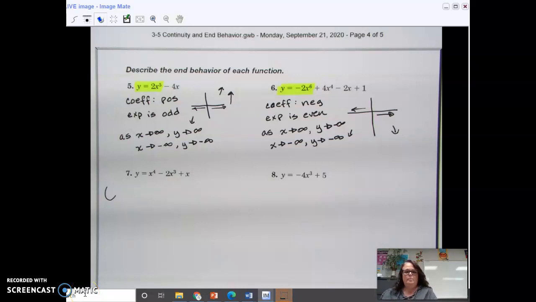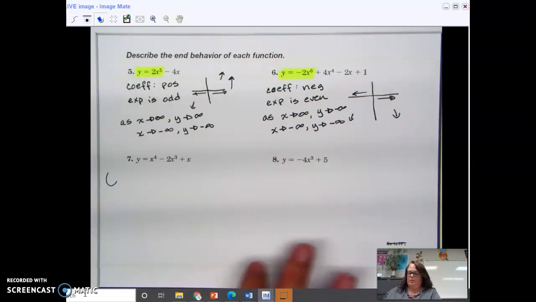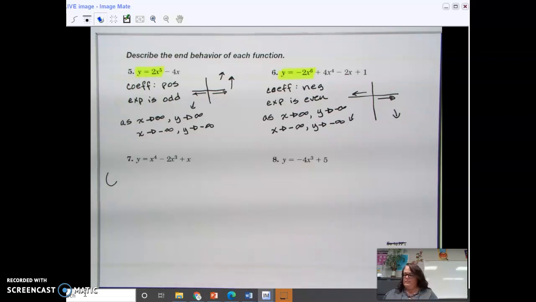So again, this is going to be part 3 of today. Sorry for the long lesson, but I am trying to take it really slow so that you understand each step along the way. So hopefully you've attempted number 7 and number 8.